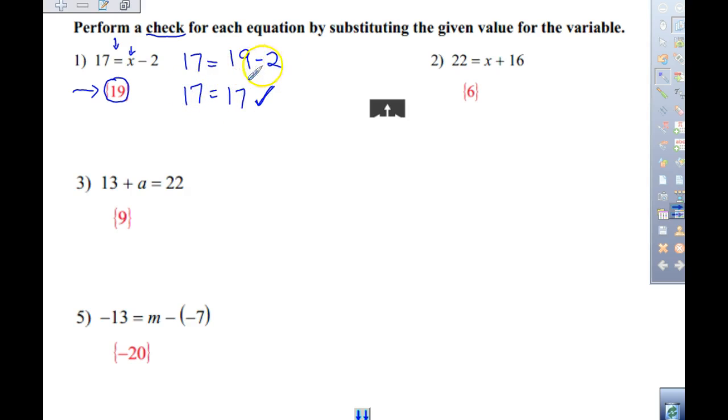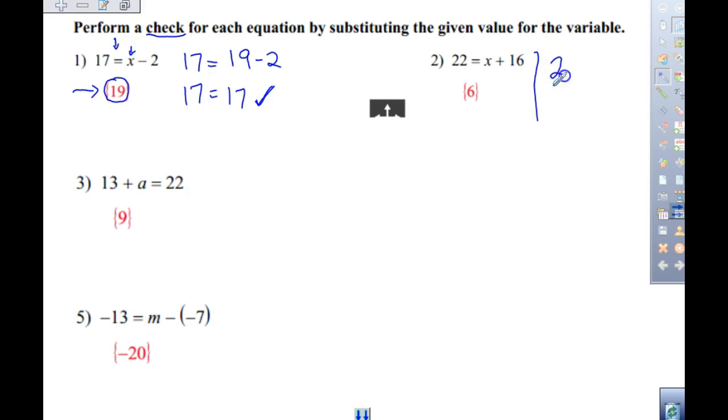Only if both sides are equal to each other. Today, they all will be. But when you're doing your own work and checking your own answers, sometimes they won't be. That means you made a mistake. So this is the way you find out after you've done the work, did I make a mistake? It's kind of like writing the first draft and then doing a spell check. Like, are there any little errors I made? And you go back and you check it. Okay? So that's all there is.